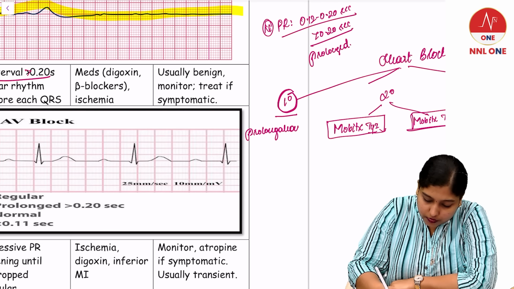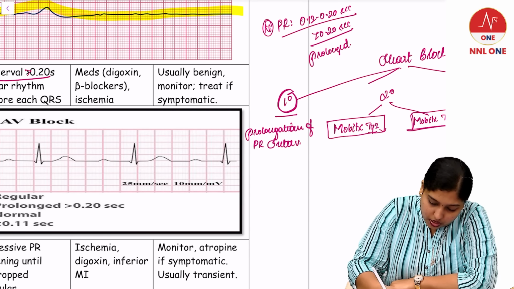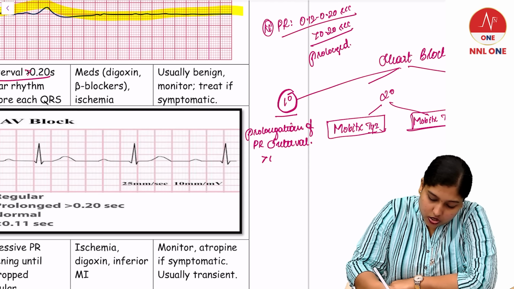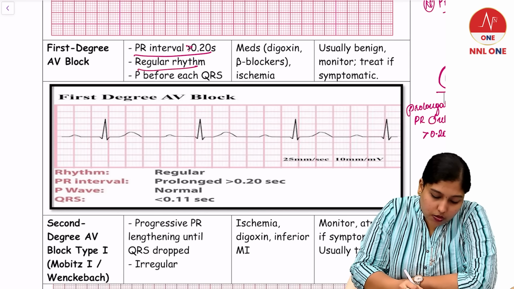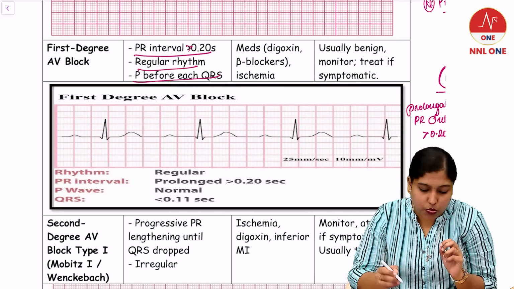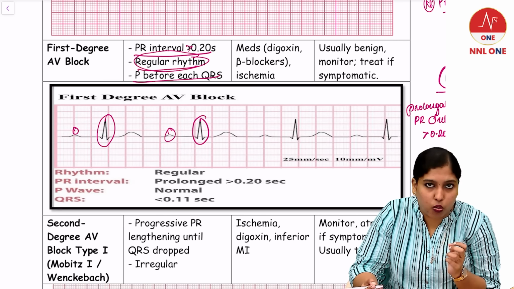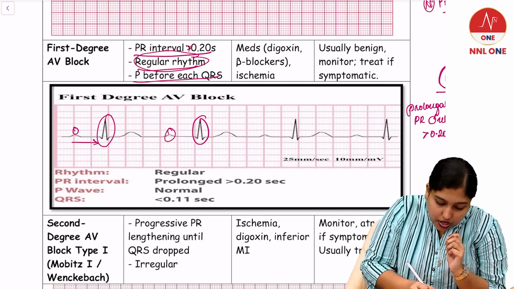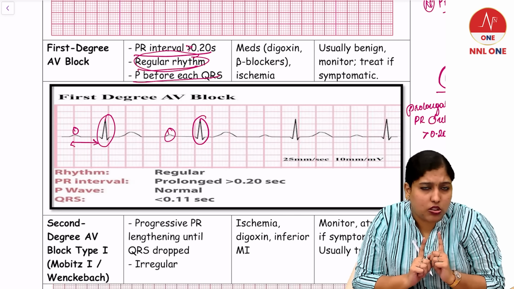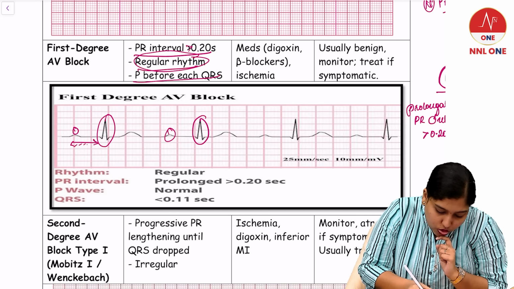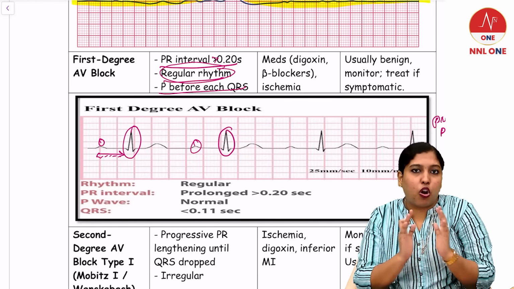Prolongation of the PR interval, which is greater than 0.20 seconds. It has a regular rhythm, with a P wave before each QRS complex, so each P wave has its QRS complex. But the PR interval is prolonged. As I said, it should be only 3 to 5 small boxes. Here you can see 1, 2, 3, 4, 5, 6, 7 boxes, so it is termed prolongation of the PR interval.